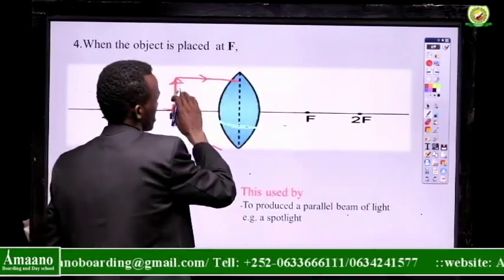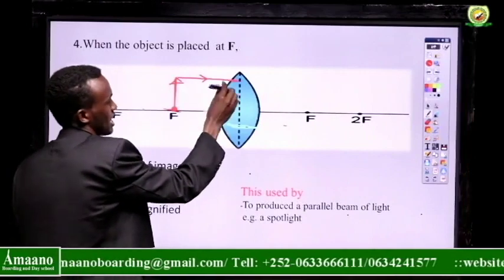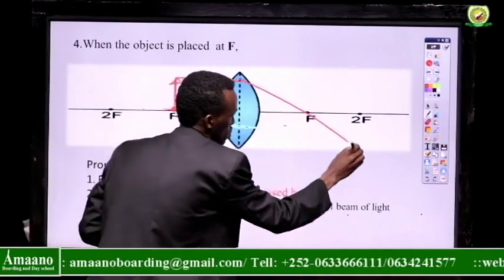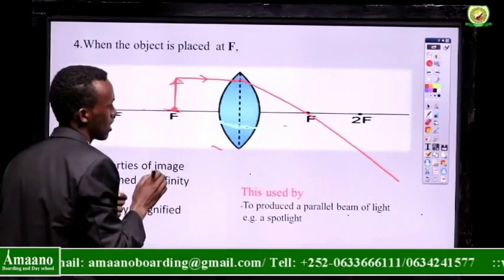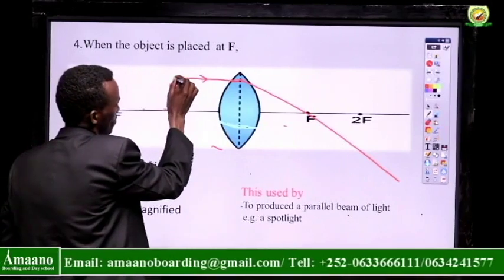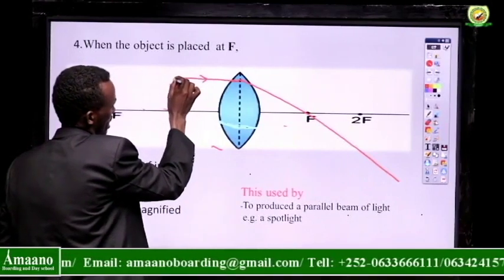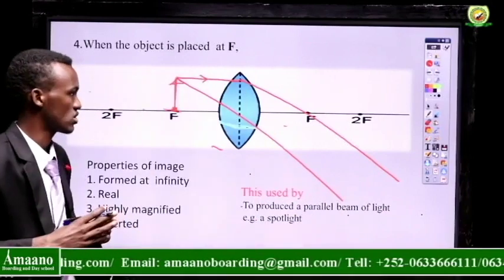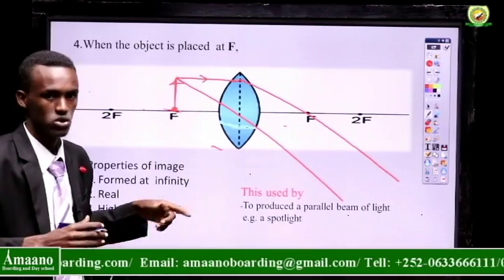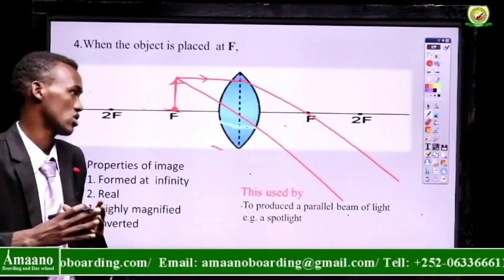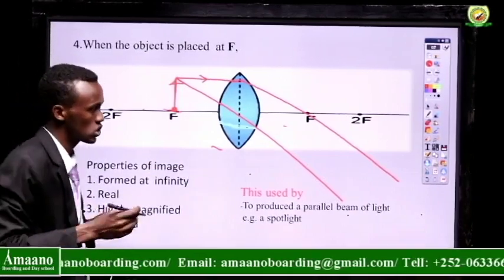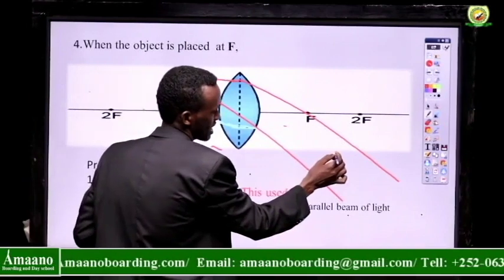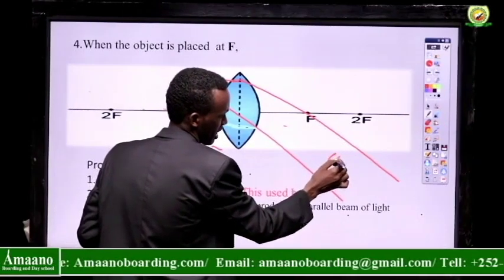A ray that is parallel to the principal axis passes through the focus. And also a ray that passes through the center of the lens does not refract. So these two rays do not intersect. So this image forms at infinity.